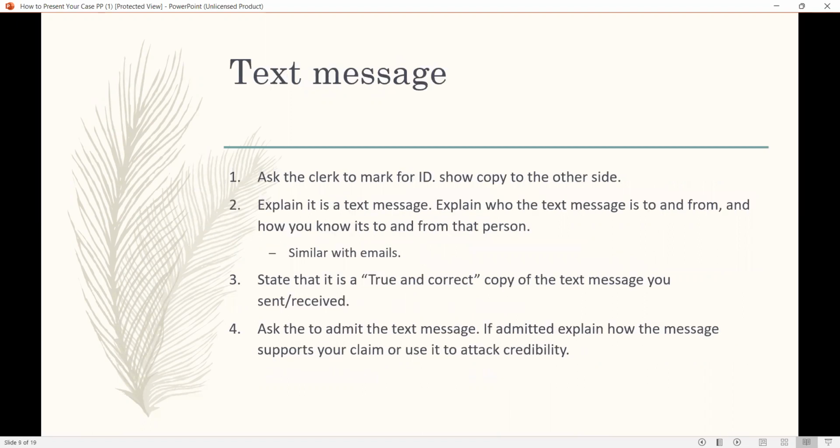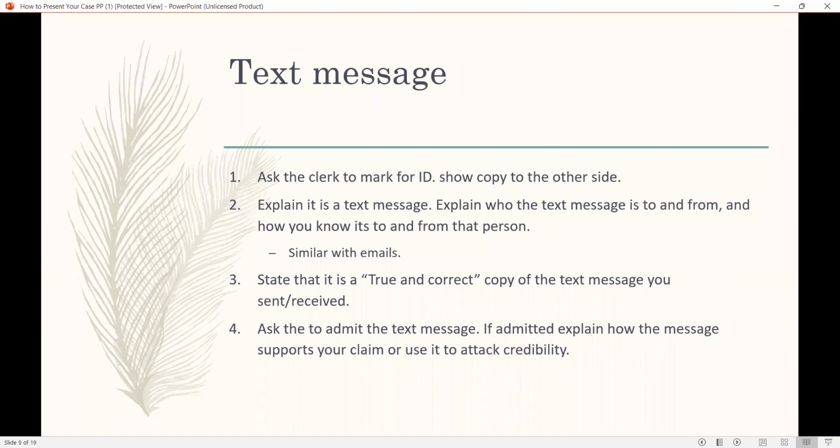Text messages. Again, you will have printed out the text messages from your phone because you can't show the judge your phone. So ask the clerk to mark for identification the copy of the text message you plan to use, show a copy to the other side, and then explain to the judge that it is a text message. Explain who the text message is to and who it is from, and how you know it is to or from that person. State that the copy you brought to the court is a true and correct copy of that text message between you and that person. Again, here you'll be mindful of any hearsay objections.